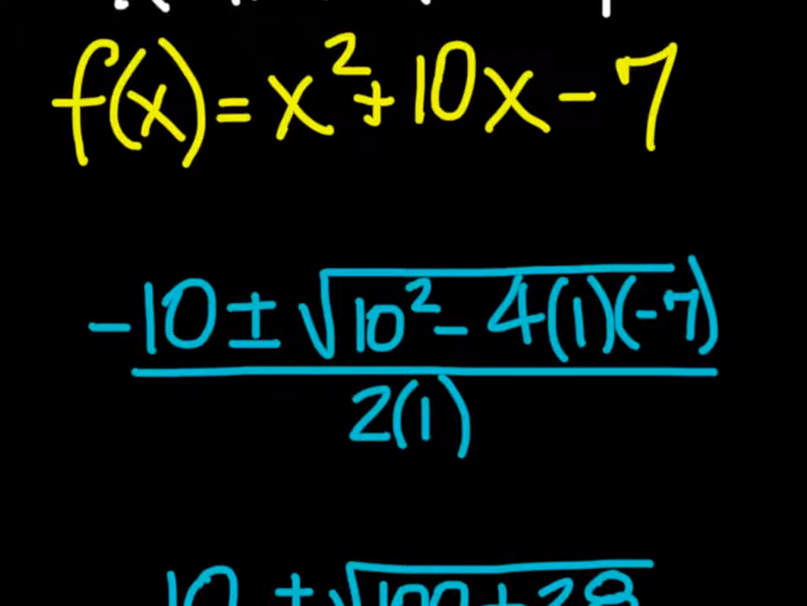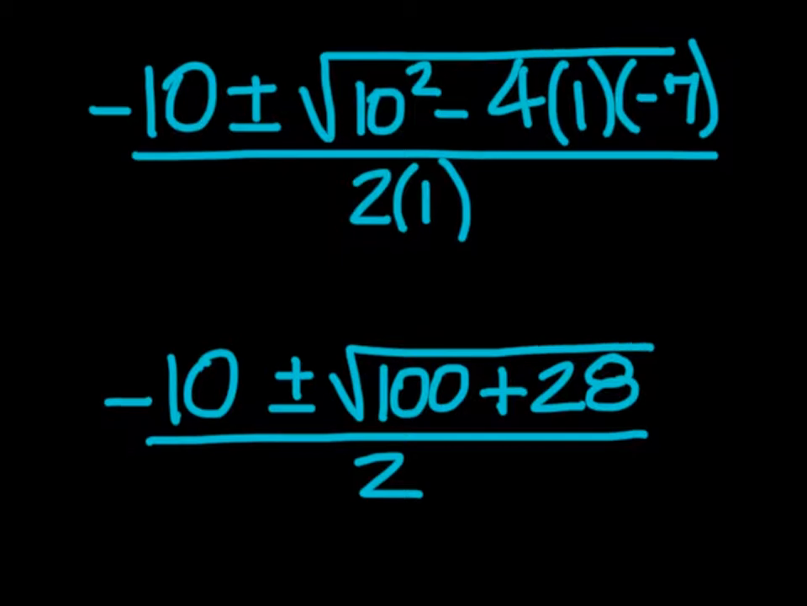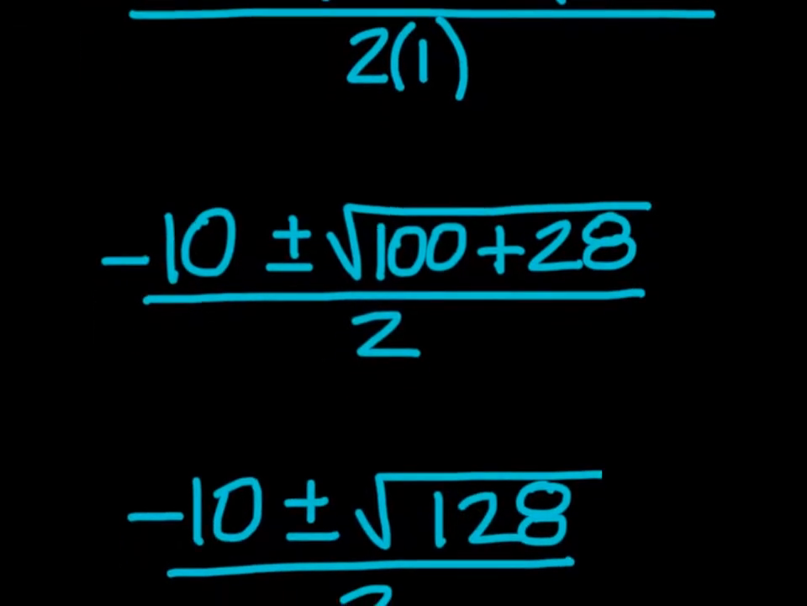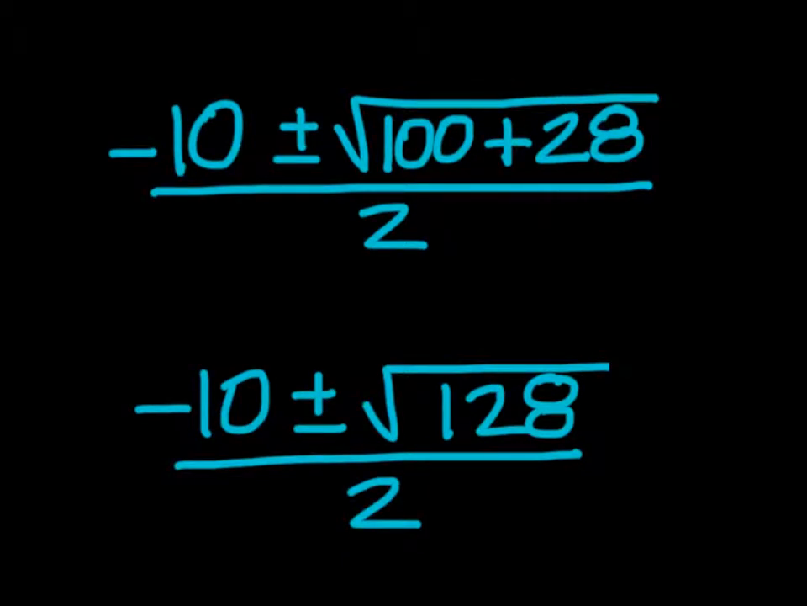So we would have to start simplifying that. We would have to do 10 squared, and then minus 4 times 1 times -7. Minus sign, and then times -7, that makes it a plus. So we would have 10 squared minus 28. And on the bottom, we could simplify this to 2. So -10 plus or minus the square root of 100 plus 28, and then all of that over 2. Clearly, you can simplify 100 plus 28 to come up with the square root of 128.